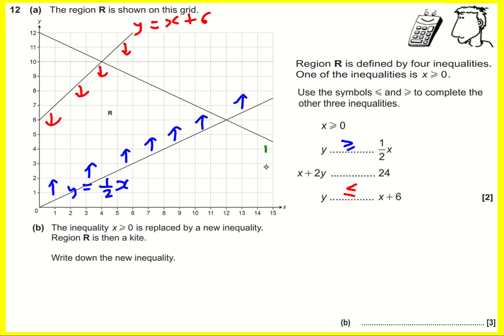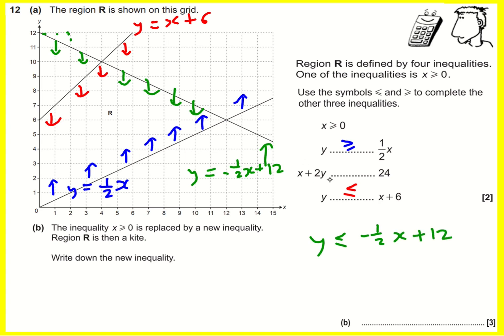And the final one is going to be this line here. So I'm going to just take a look at it and work out the equation of the line first of all. I've got 12 as the intercept, and now I've got a gradient of minus a half because I go along 2 and I go down 1. So it's y is equal to minus a half x plus 12. And looking at this, I can see that it is below the line again. So it's going to be y is less than or equal to minus a half x plus 12.